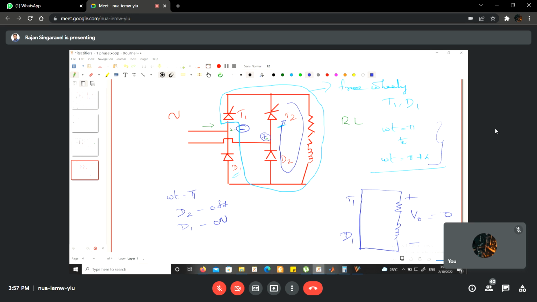That's why during the freewheeling time, the voltage across the load terminal is zero. It is not positive, it is not negative. Voltage is always zero between omega t is equal to pi to omega t is equal to pi plus alpha. That's why the negative voltage is not appearing, even though the current is positive. In case you have two thyristors in place of diodes, definitely the negative voltage will appear, and you will get a reduced average voltage. This is a major difference between the semi-converter and the full converter.